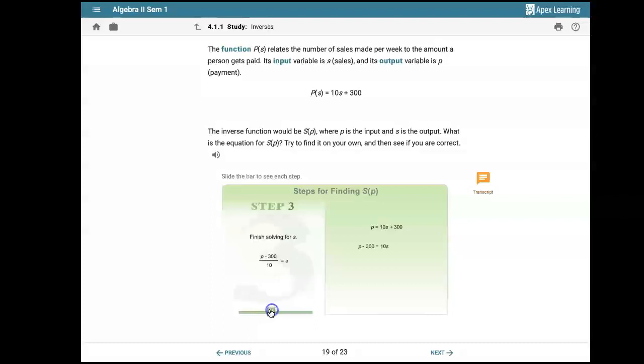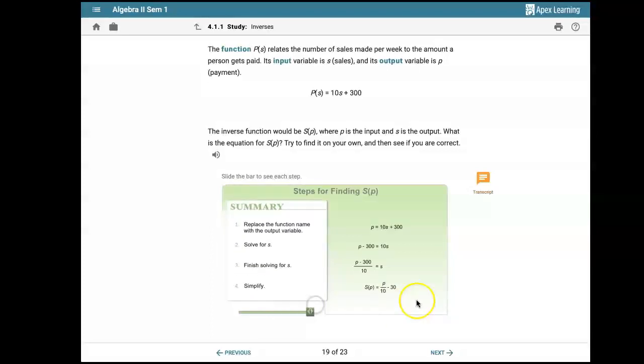So we move that 300 to the other side by subtracting, divide both sides by 10, and then simplify if we can. So again, remember, if something's on the bottom here, you divide both of those numbers by that denominator. So P over 10, and then 300 divided by 10 is 30. So we can say P over 10 minus 30.